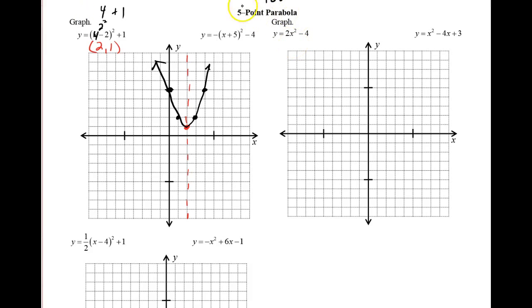Alright, so the vertex over here on the next one, x is a liar, negative 5, negative 4. So at negative 5, negative 4 is my vertex. My line of symmetry goes through that.